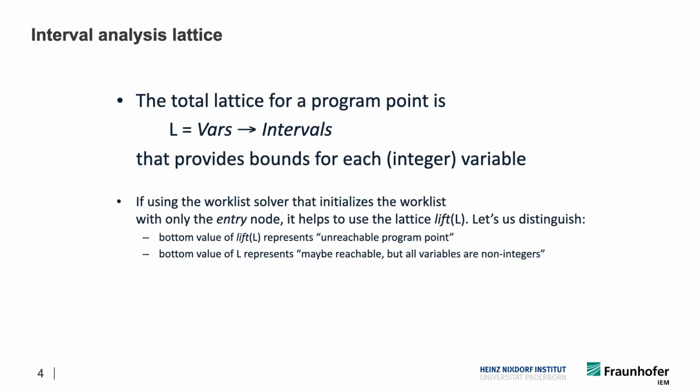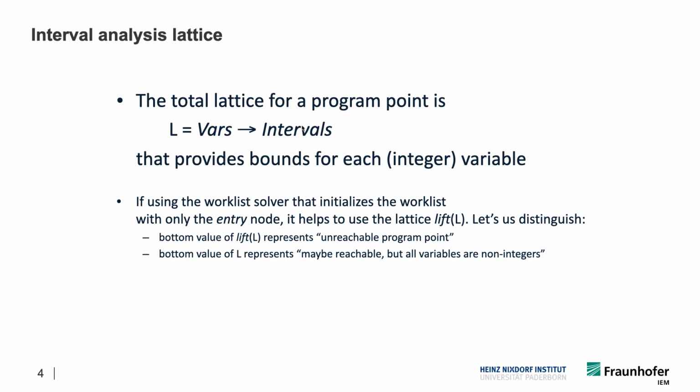So in general, we have a total lattice for any program point that looks like this, right? At any program point, we have a lattice L that maps individual variables to these intervals. So we have a map lattice that includes a mapping from variables to these intervals that we just defined. And this provides then bounds for each integer type variable.